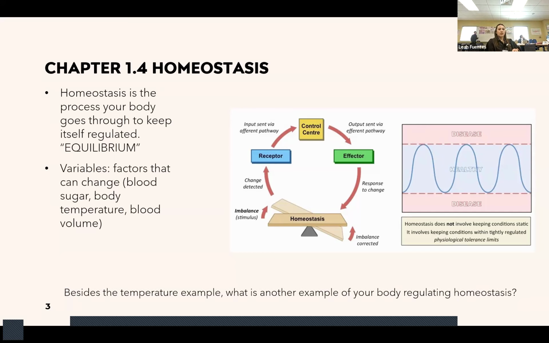And besides the temperature example, what is another example of your body regulating homeostasis? Anybody have an idea? Positive feedback with blood sugar. Yeah, that's the big one, blood sugar. Keeping your body, again, in equilibrium. You don't want that too high or too low.